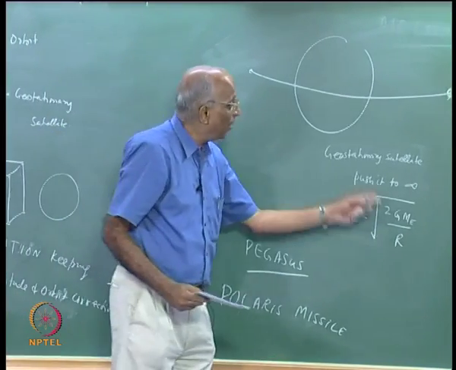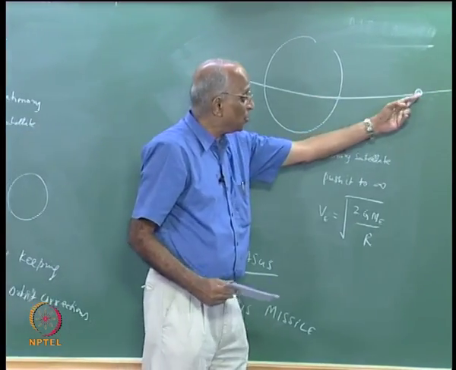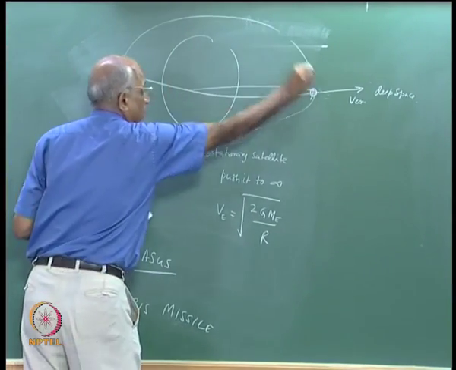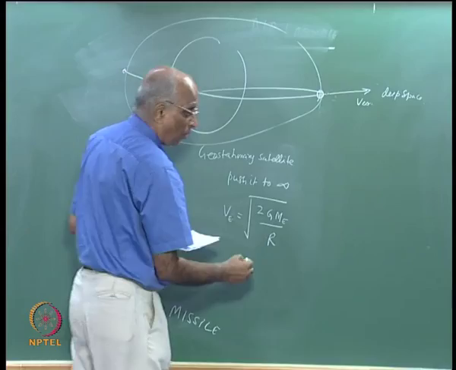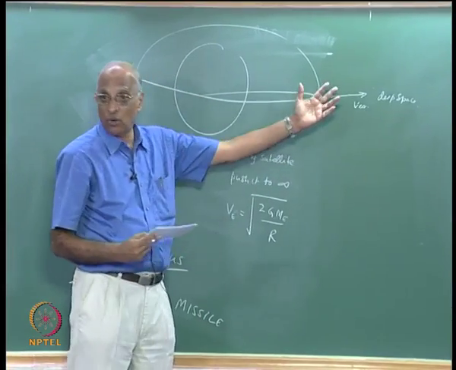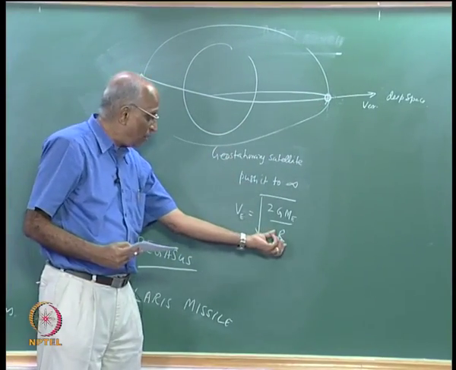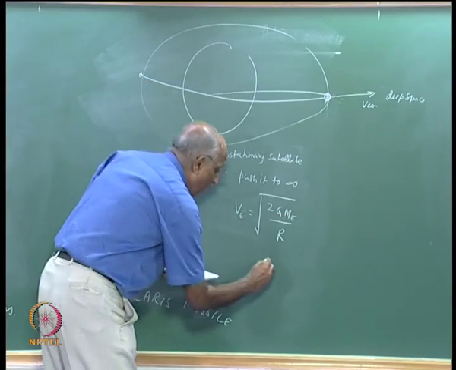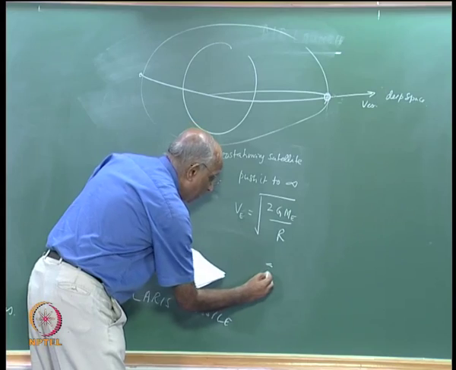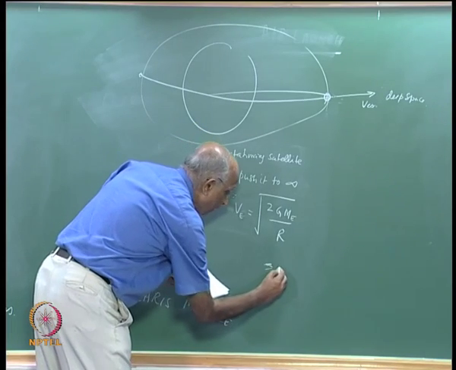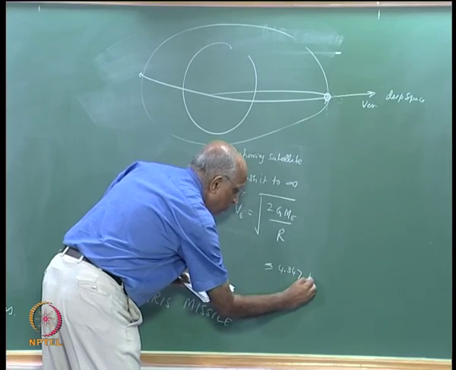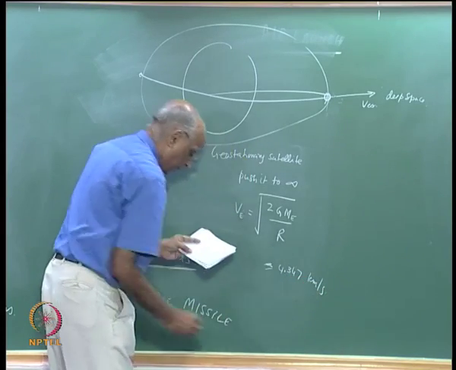What is r now? I want to escape from this orbit, and what is that r? R is equal to what we said was something like 42,000 kilometers. I put the value of r, I put the value of g and me, and I find that I still require to push it out something like 4.347 kilometers per second.